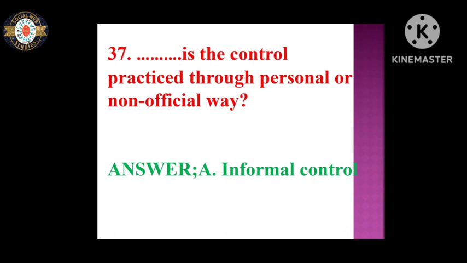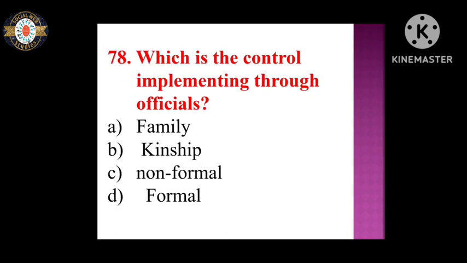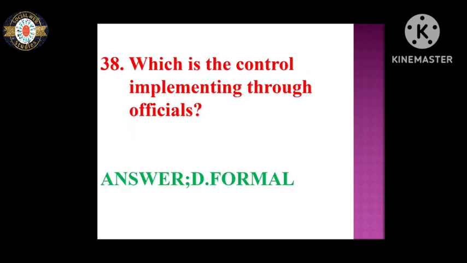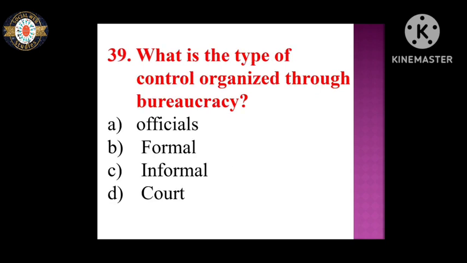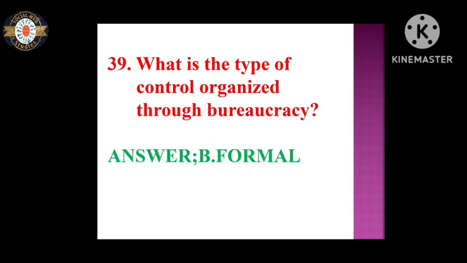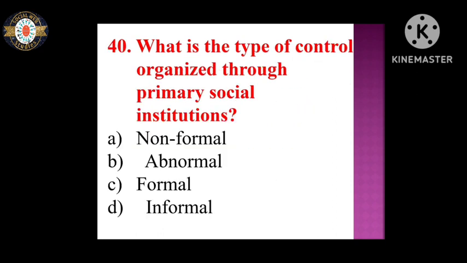Another question is which is the control implemented through officials? Option A family, option B kinship, option C non-formal, option D formal. Answer of this question is option D formal. Another question is what is the type of control organized through bureaucracy? Option A officials, option B formal, option C informal, option D court. Right answer of this question is option B formal.